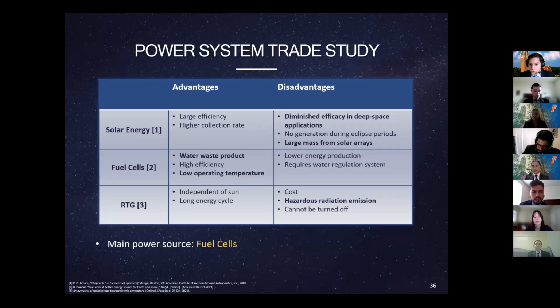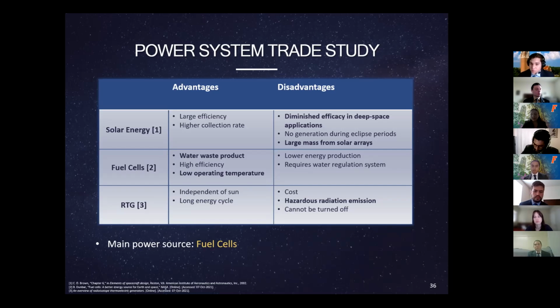In order to choose our main power source, we decided to perform a trade study. This trade study was from solar energy, fuel cells, and radiothermal generators. We found that the disadvantages for photovoltaics or solar energy was their diminished efficacy in deep space applications, especially in the scope of our mission since we're moving away from the sun.